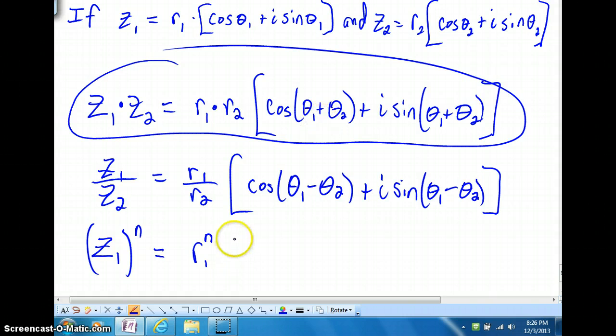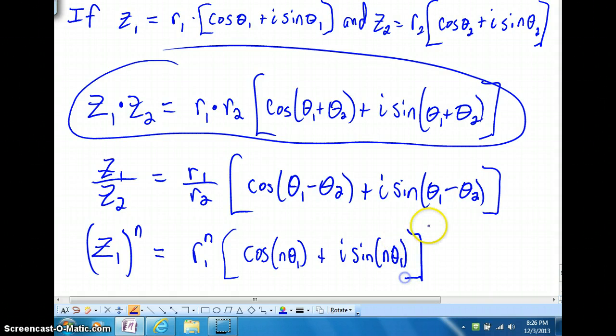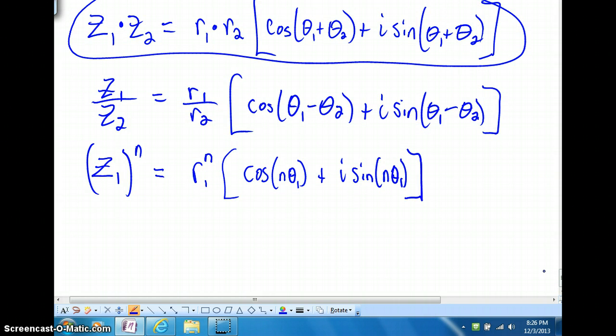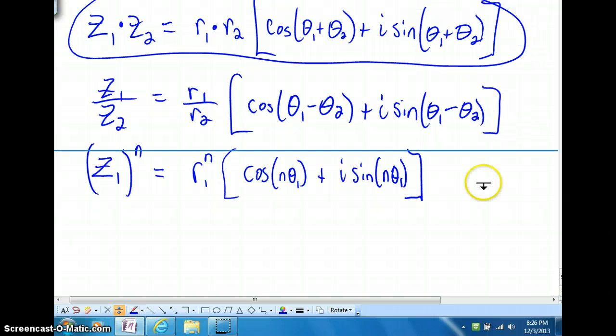Now notice that we always would add our thetas together. Well, if you were to add theta to itself n times, well, repeated addition is really just multiplication. So look at this. This is just flat out amazing. It's a wonderful shortcut to raise complex numbers to a power. And I'd like to immediately give you an example to let you know how to do this.